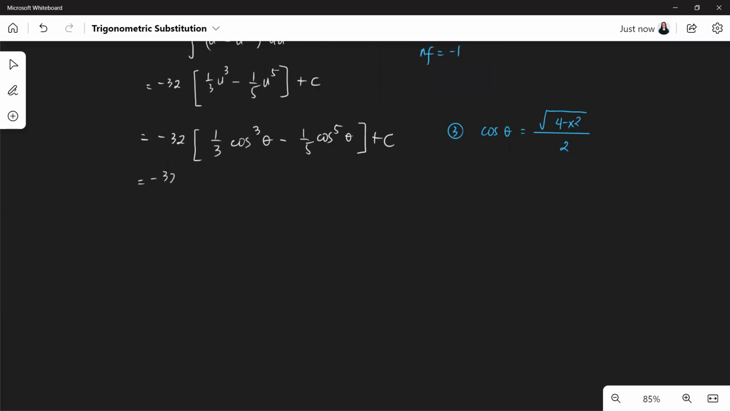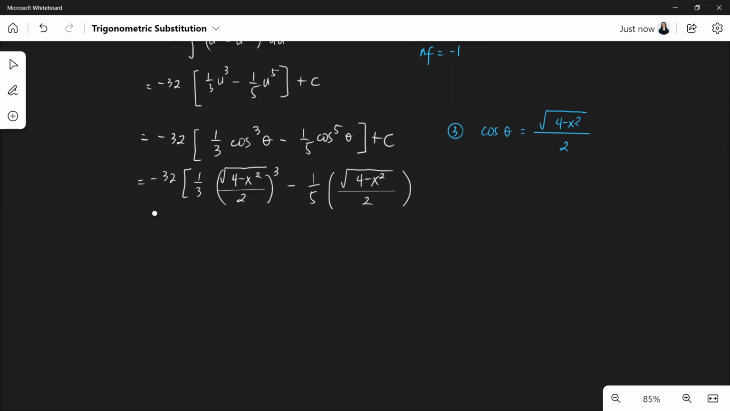So it's negative 32 times 1/3, and then we have square root of 4 minus x squared all over 2. Take note, we need to raise this to a power of 3. And then minus 1/5, and then square root of 4 minus x squared all over 2, quantity raised to the power of 5, and then plus c.